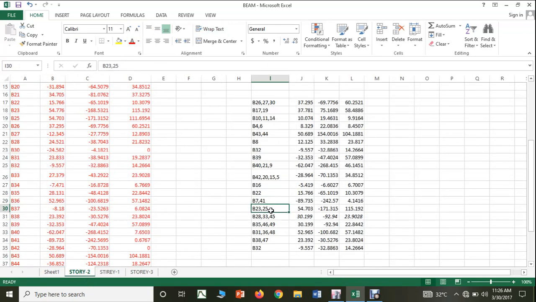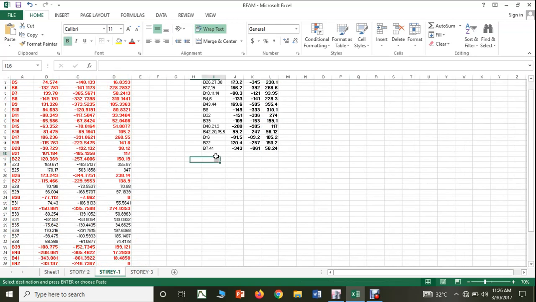So the next you have is 23 and 25. So 23, 25 is here. So definitely out of these two, the highest will be, yeah, so these two are for the shear and negative bending moment, whereas this is for the positive bending moment. Okay, yes.